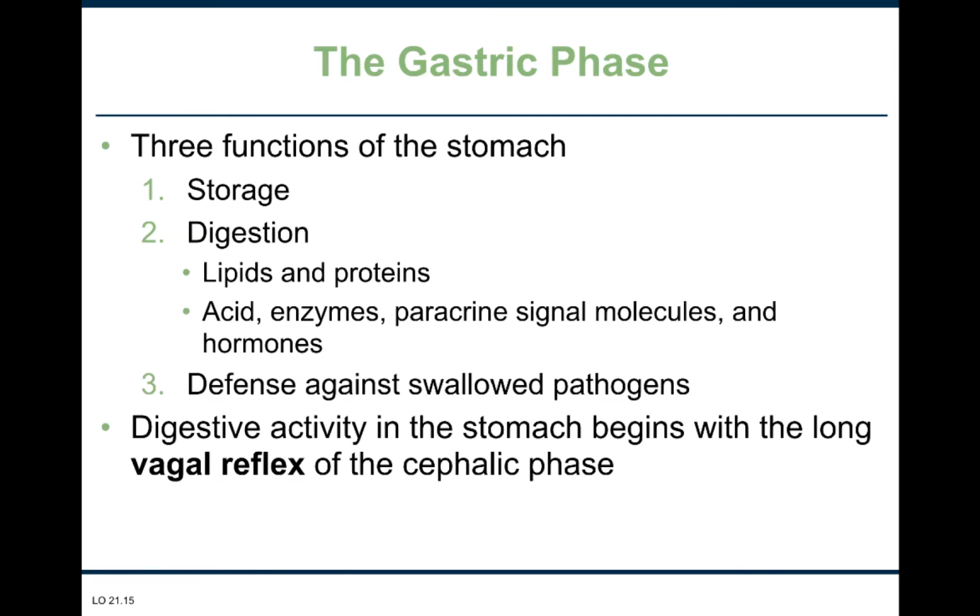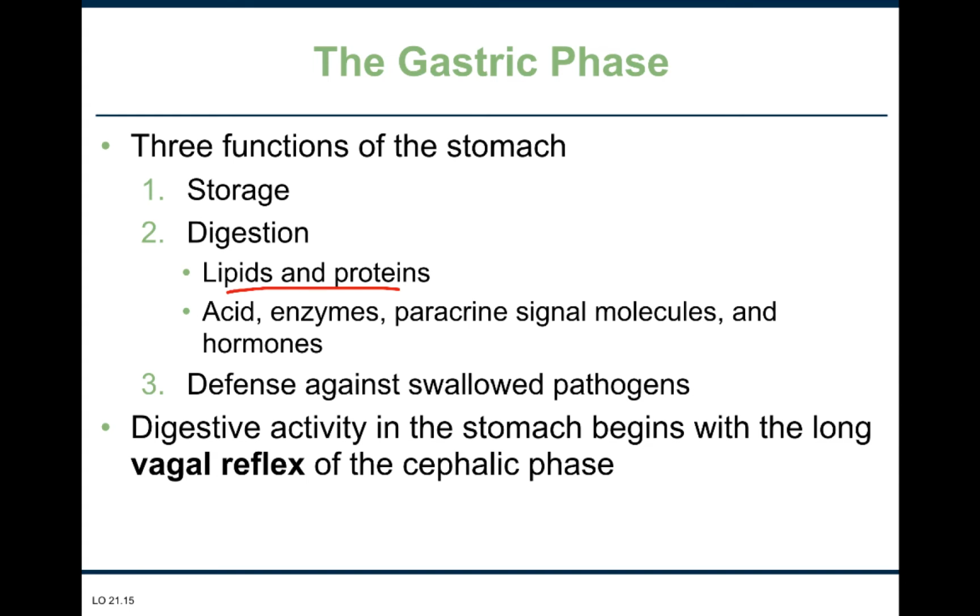So 3 general purposes or functions of the stomach. You may not think of it, but the stomach is a temporary storage organ. Okay, so it helps store our food. What you're probably more familiar with is the concept of the actual digestion. So we're talking mechanical or chemical digestion here. And there's going to be lipid and protein digestion that occurs, not carbohydrates. We'll cover why that is here in a few moments.